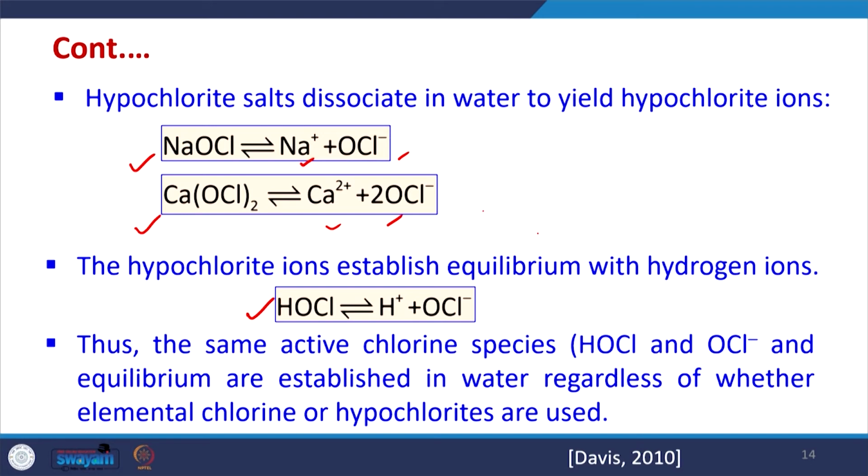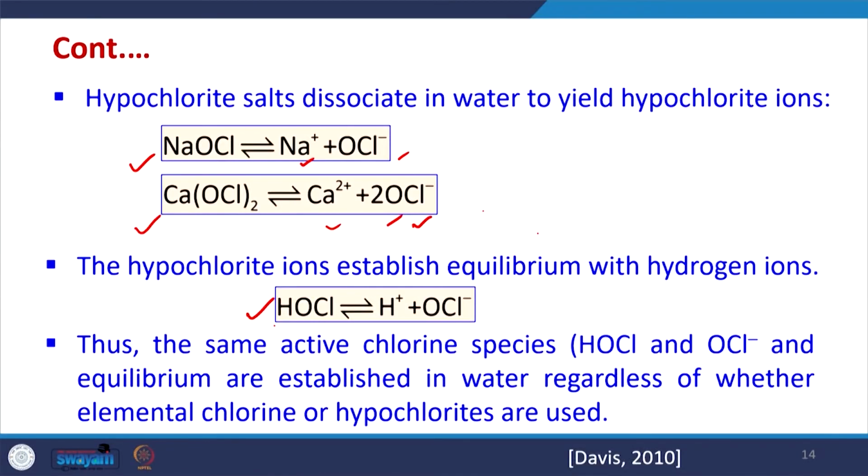Some amount of that will get converted into HOCl depending upon pH. If pH is high, beyond 8 or 9, the OCl minus which has been formed will remain as such, but suppose pH becomes 6, some part of that will get converted into HOCl. The same active chlorine species HOCl and OCl minus and equilibrium are established in water regardless of whether elemental chlorine or hypochlorites are used. These are the most commonly used chemicals for disinfection in water tanks or otherwise.